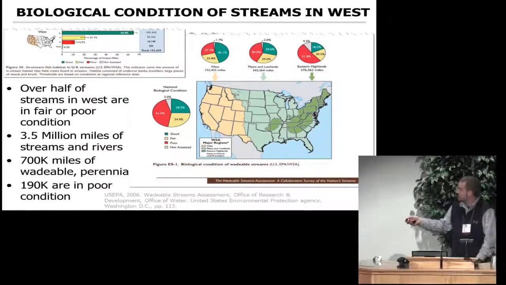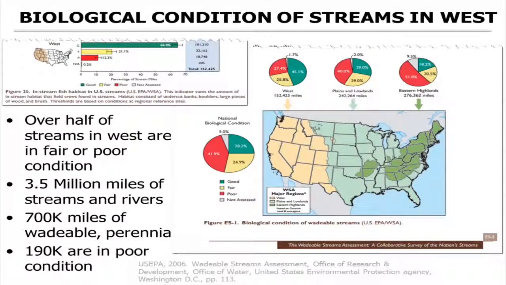And so this is just some very crude summary numbers from the EPA's Wadeable Streams Assessment, where they went through and looked at the biological condition of streams. If we just focus here on the west, something like 45% of the streams are maybe in good condition, and something over half of them are in fair or poor condition. We have 3.5 million miles of streams and rivers in the U.S. About 700,000 miles of those are what these guys studied in these reports, and about 190,000 are in poor condition.